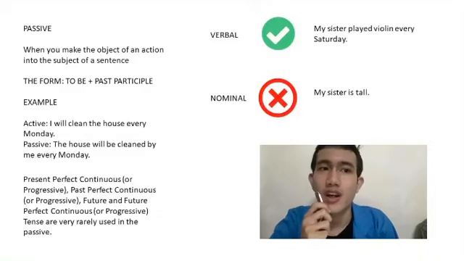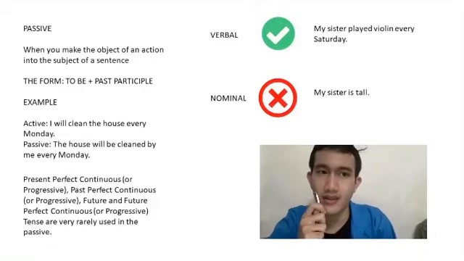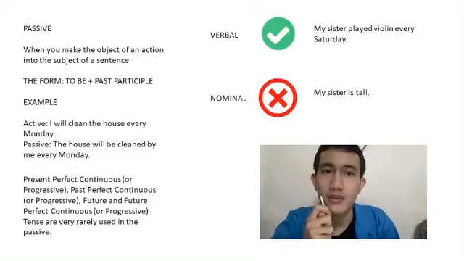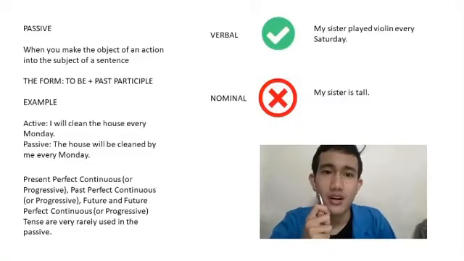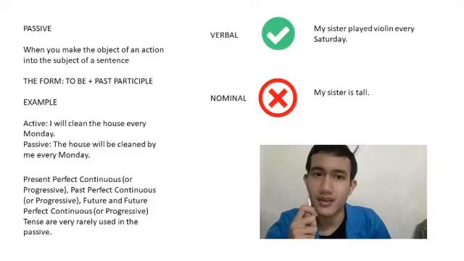Hello everyone, today I want to explain about passive and stative passive. There's a difference between passive and stative passive. In this video, the first thing I would like to explain is passive. Passive is when you make the object of an action into the subject of a sentence.